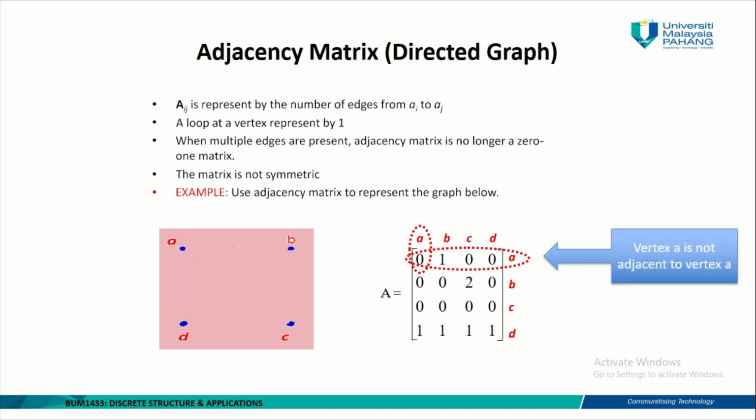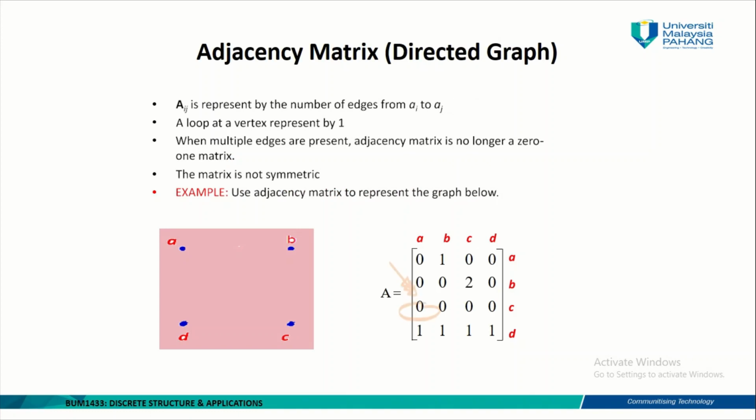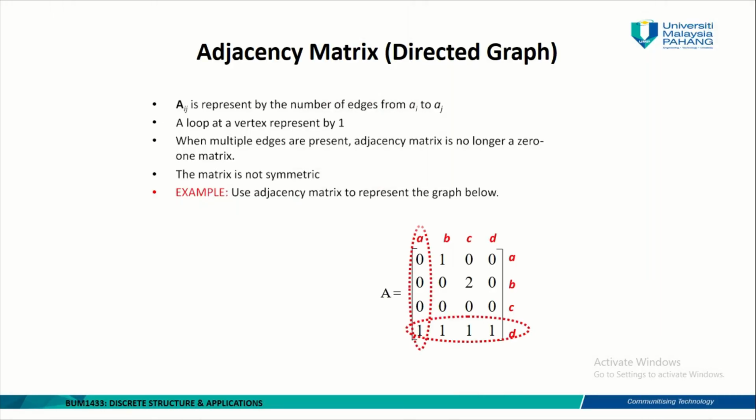And we see the first row, point A and point A. So vertex A is not adjacent to vertex A since the value is 0. It's the same for B, which is not adjacent to point A since it is also 0. And point C is also 0, so there are no changes in our graph.